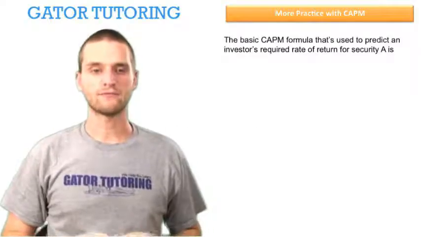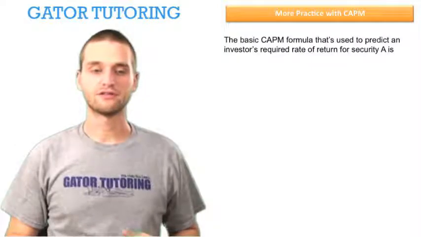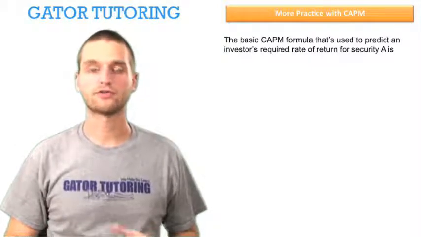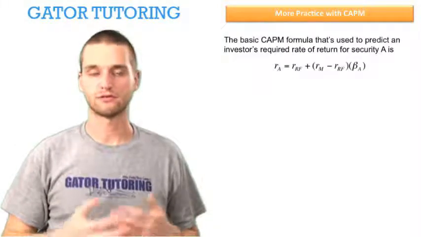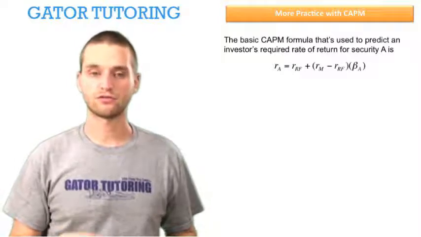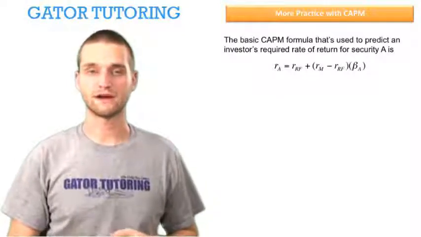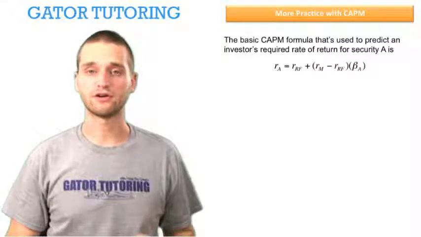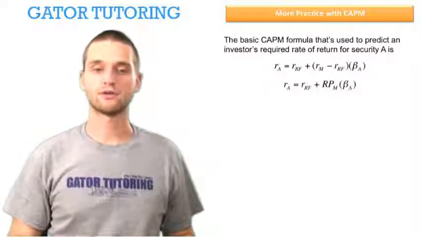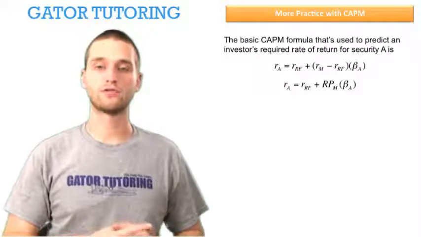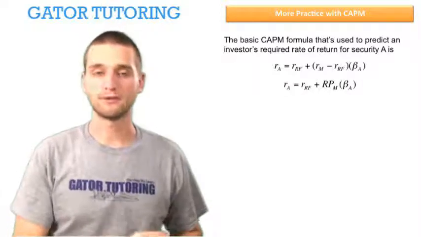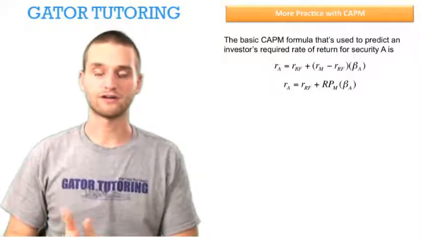The basic CAPM formula that's used to predict an investor's required rate of return for security A is: the return on A is equal to the risk-free rate plus the return on the market minus the risk-free rate times the beta of security A. Notice that we can also write this as the risk-free rate plus the risk premium on the market times the beta of security A.